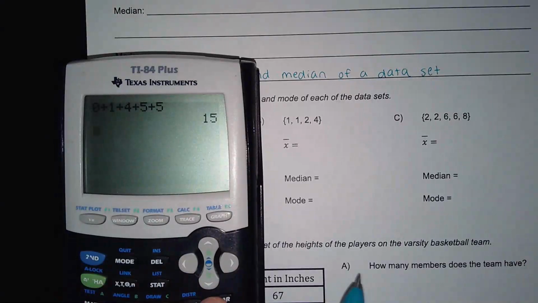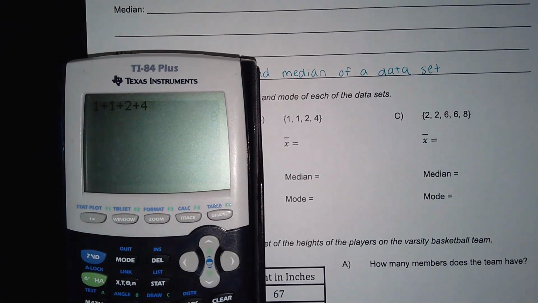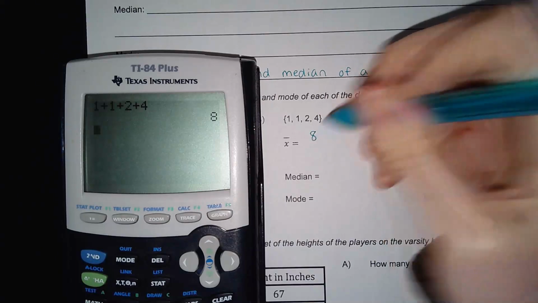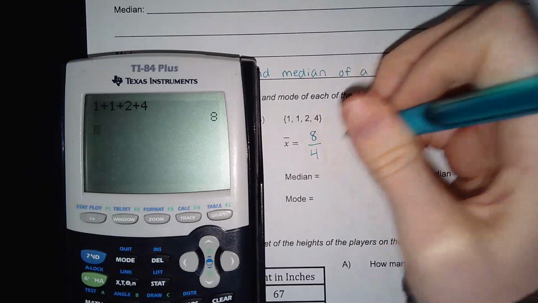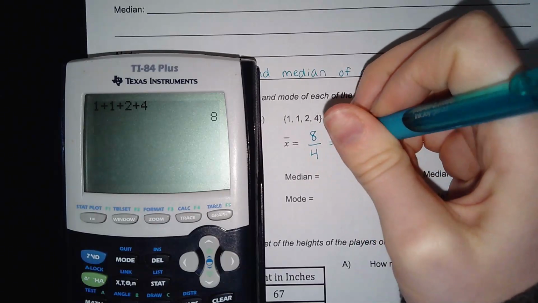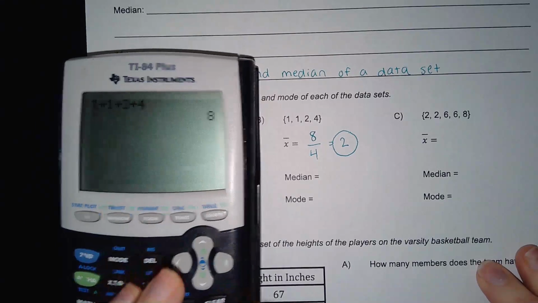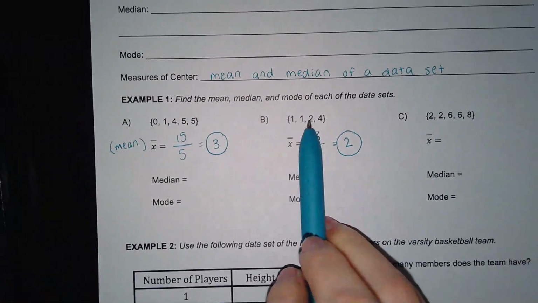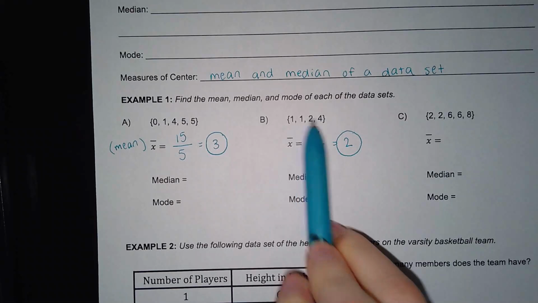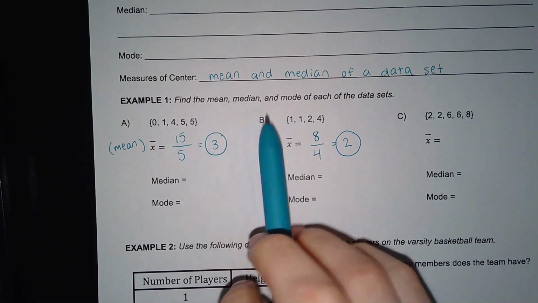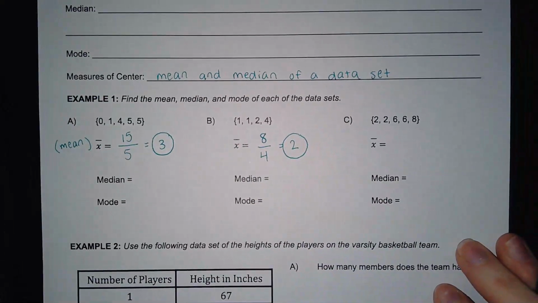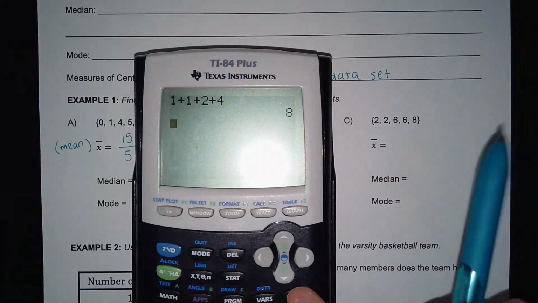In example B, if we add our values together, that's going to be 8. And we have 4 values, so I'll be dividing by 4, and 8 divided by 4 is 2. Now, notice that sometimes your mean would be the same as a number in your data set, but sometimes it's not. So the mean doesn't have to be the same as the numbers in our data set. And we'll do our last one.